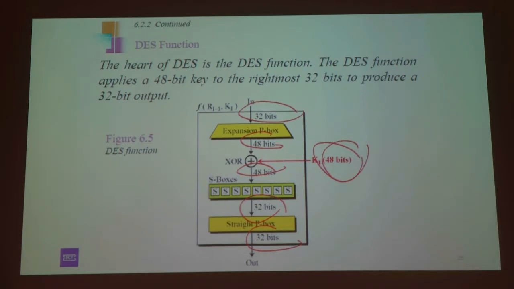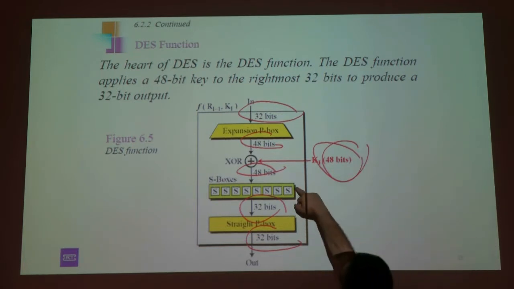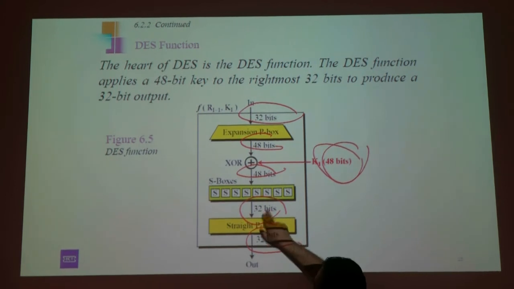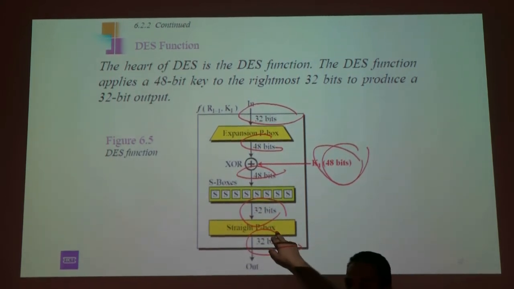What do I do with the key 48 bits and with the data 48 bits? It's XOR. Then what do I do? I divide them into 8 S boxes. The S box is compression, right? It compresses from 6 to 4. Okay, so the total will be 32 bits. Then we have a straight P box.